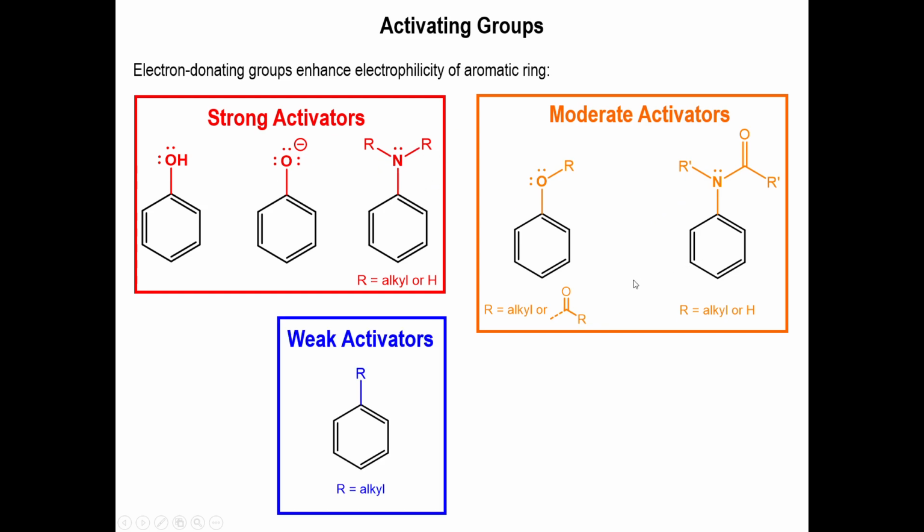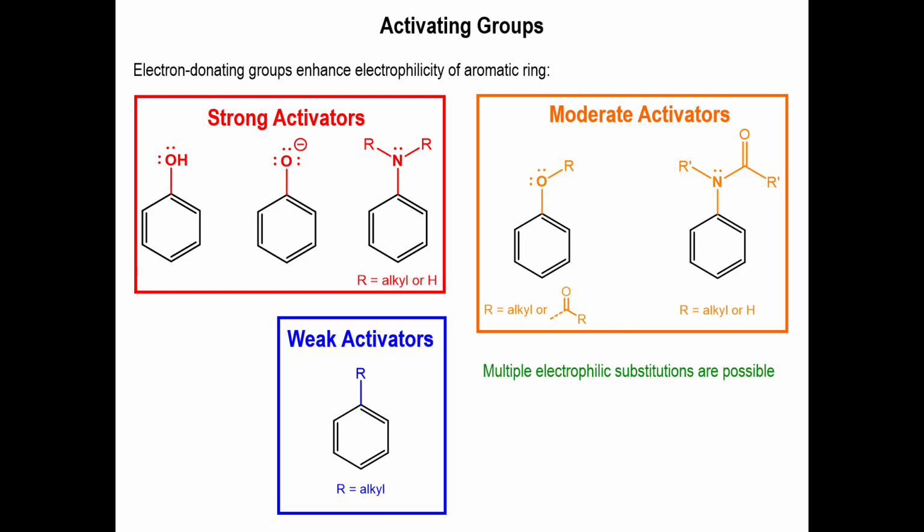And then you have what we call weak activators, groups that still donate electron density to the ring, but they do that only to a minor extent. Specifically, those will be just your regular alkyls, methyl groups, ethyl groups, isopropyls, T-butyls, etc.